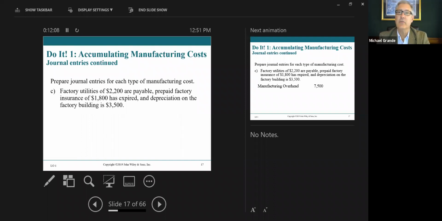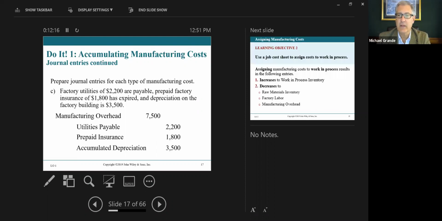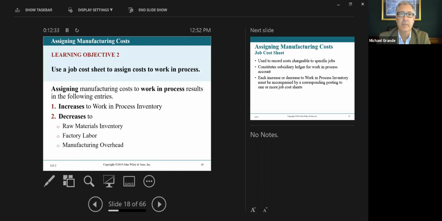Factory utilities, $2,200. Factory insurance, $1,800. Depreciation on factory building. Again, these all go into manufacturing overhead. We talked about this in chapter 14 as we discussed managerial accounting, and specifically anything that's factory related goes into manufacturing overhead. Use a job cost sheet to assign costs to work in process. So a job cost sheet is a subsidiary ledger, if you will, where we capture the costs assigned to each job.